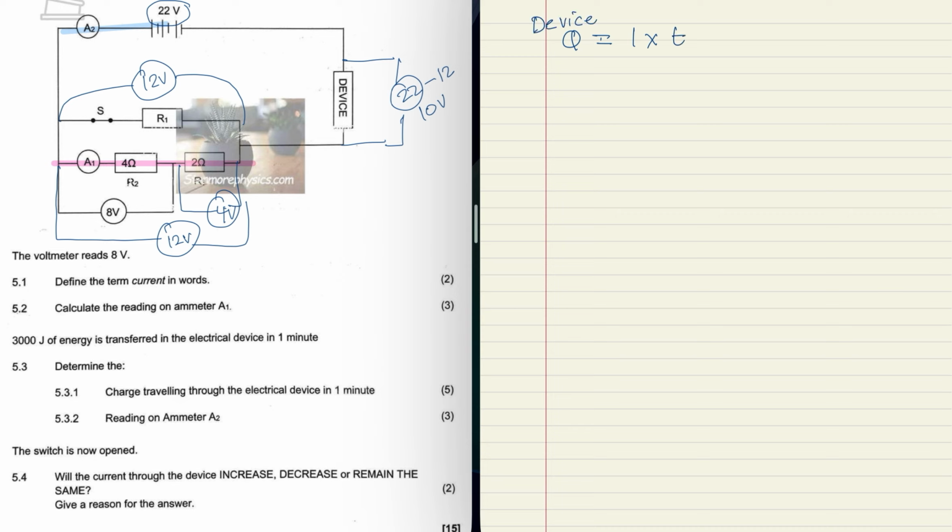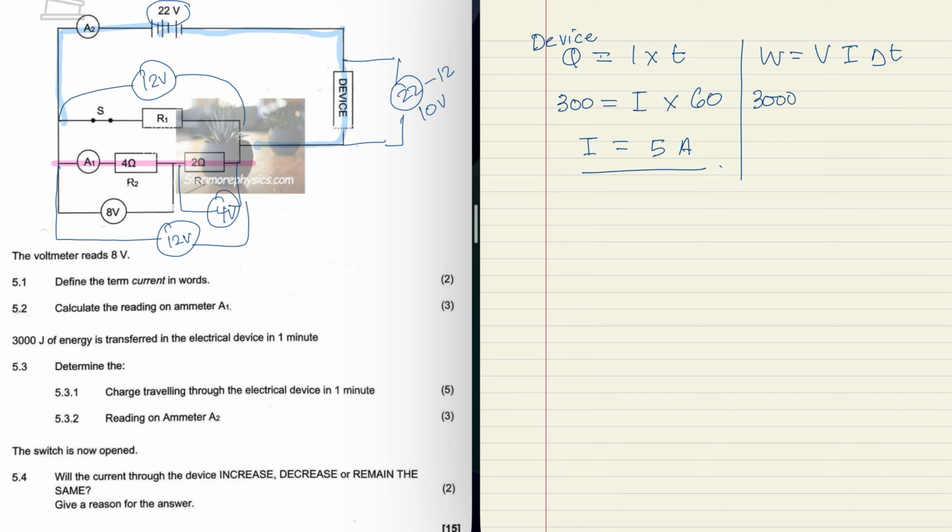We could work it out a different way. We could say that W is equal to V I delta T, though it is the same thing. Here we'll have the 3000 because that was given to us. The voltage we calculated was 10. The current is I, what we want, and that's 60. And then you calculate it and you still get the same answer. You get I is equal to 5. So either one is fine. The reason why we couldn't use V is equal to I times R is because we don't know the resistance of this. We don't know the resistance of R1.